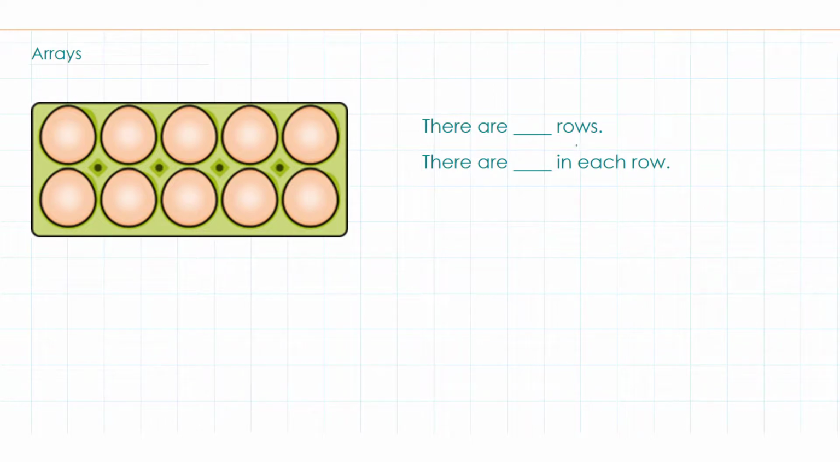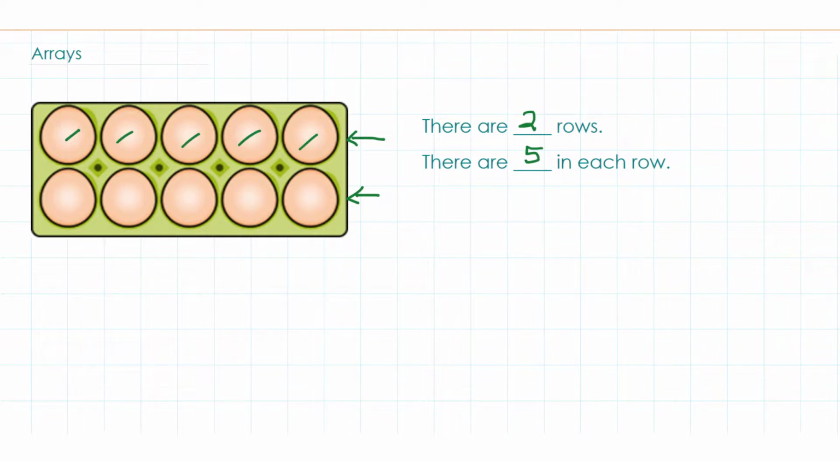Now have a look at the picture of the eggs. Can you complete the 2 sentences? There are how many rows and there are how many eggs in each row. Well, how many rows are there? Remember, rows go across, don't they? So there are 2 rows. 1, 2. Now, how many eggs are in each row? There's 1, 2, 3, 4, 5 in each row, and you can see it's the same here. In fact, I wonder, does that tray of eggs remind you of anything that we use in school? It's a bit like a tens frame, isn't it? Anyway, there are 5 in each row.